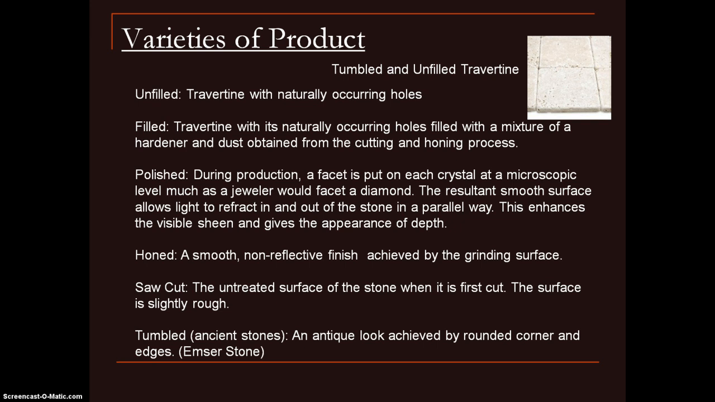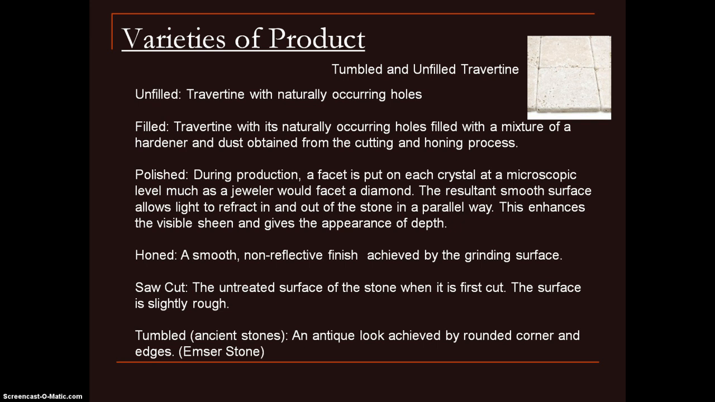You can buy travertine where it's polished, and during production, they do it similar to how a jeweler does it to a diamond. The result is a smooth surface, allowing light to reflect in and out of the stone in a parallel way. This gives it a visible sheen, and it gives the appearance of depth to the travertine. And you can also buy travertine honed, and honed is smooth but not reflective, unlike polished, and it is achieved by grinding the surface.